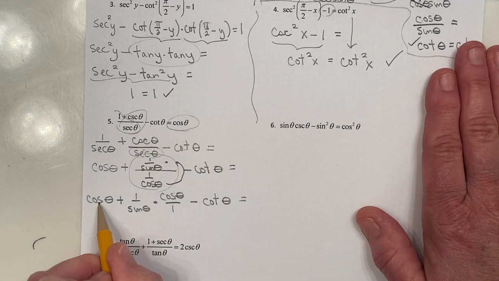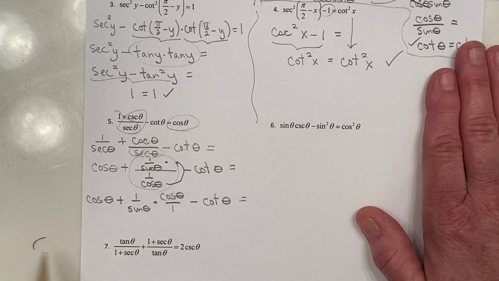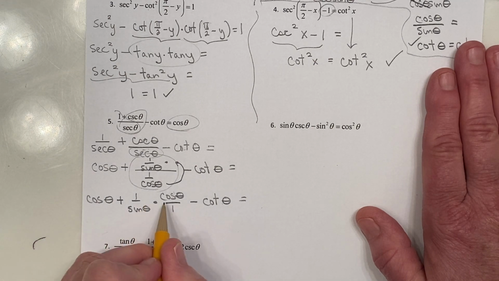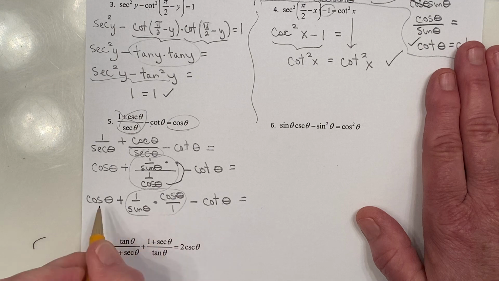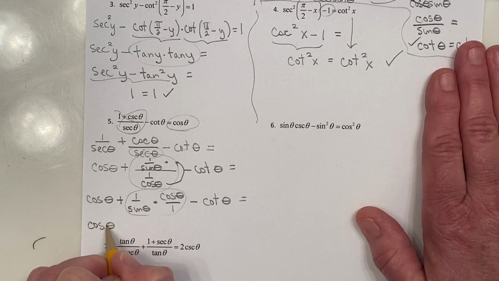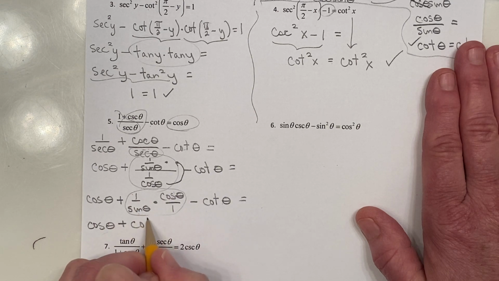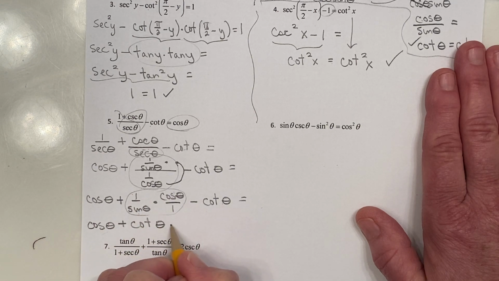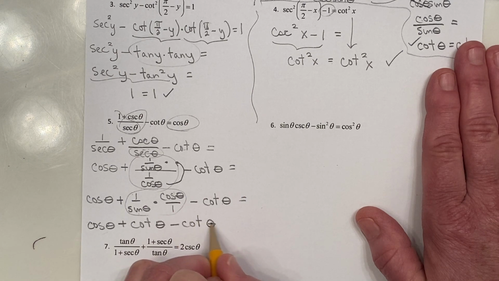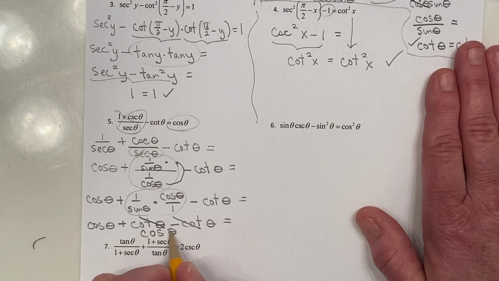Be careful because this is cosine and this is cotangent. They're so close, it'd be easy to make a slip of the pencil there. All right, when I multiply these two fractions together, I'm going to get cosine theta over sine theta. Well, cosine theta over sine theta, I do know is cotangent theta. And then don't forget the minus cotangent theta. Those two will now cancel, and I'm left with cosine of theta equals cosine of theta.